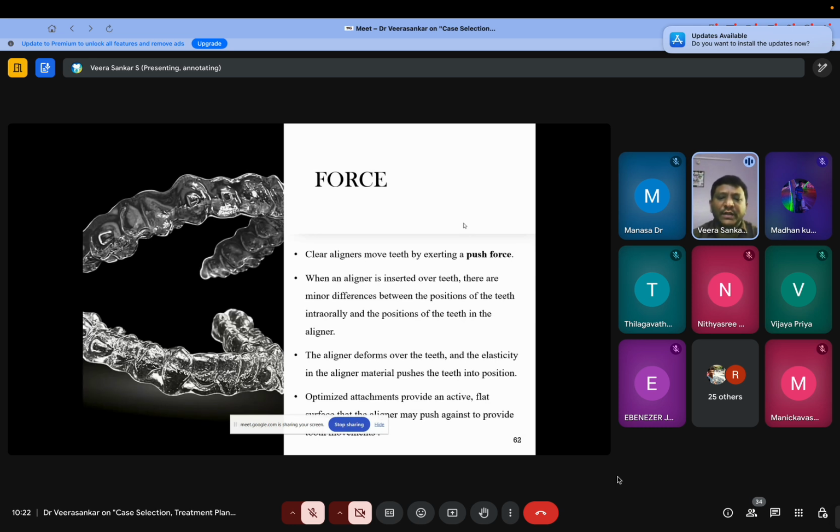Moving on to the force. As we discussed before, push force is the method of choice for clear aligners. When an aligner is inserted over the teeth, there are minor differences between the position of the teeth intraorally and the position of the teeth in the aligner. So the aligner deforms over the teeth, and the elasticity in the aligner material pushes the teeth into the new position. Optimized attachments provide an active flat surface that the aligner may push against to provide a good force.